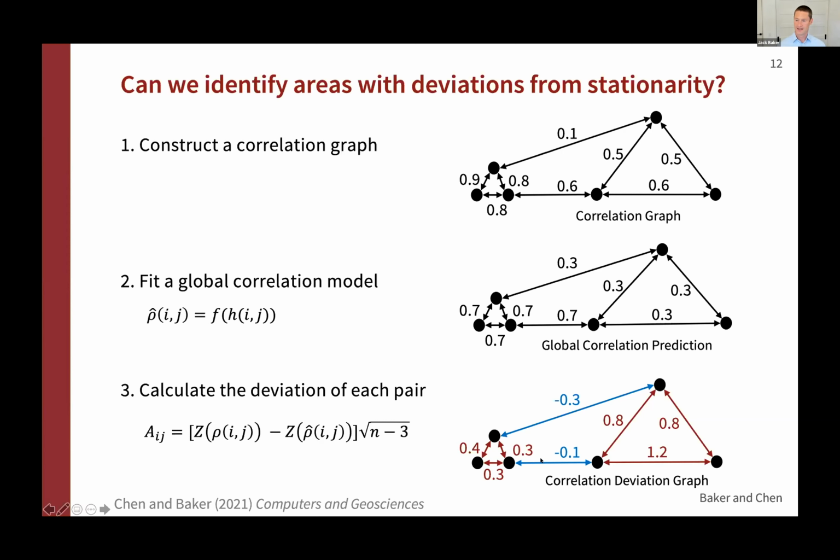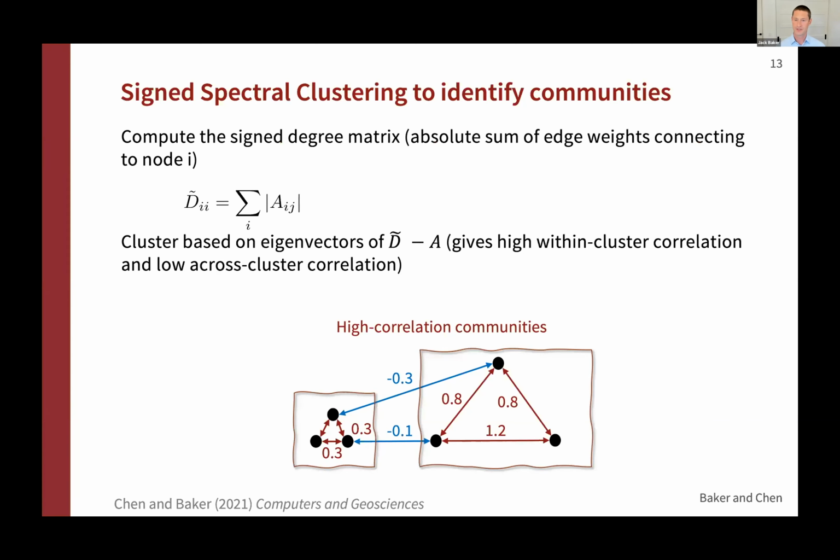In this case, I've drawn with red arrows the cases where we have stronger correlation than the global model would predict, and then in blue we have pairs of stations with weaker correlation than the model would predict. Then we can do some clustering on that. We tried some different clustering techniques. It turned out this sign spectral clustering was a good strategy.